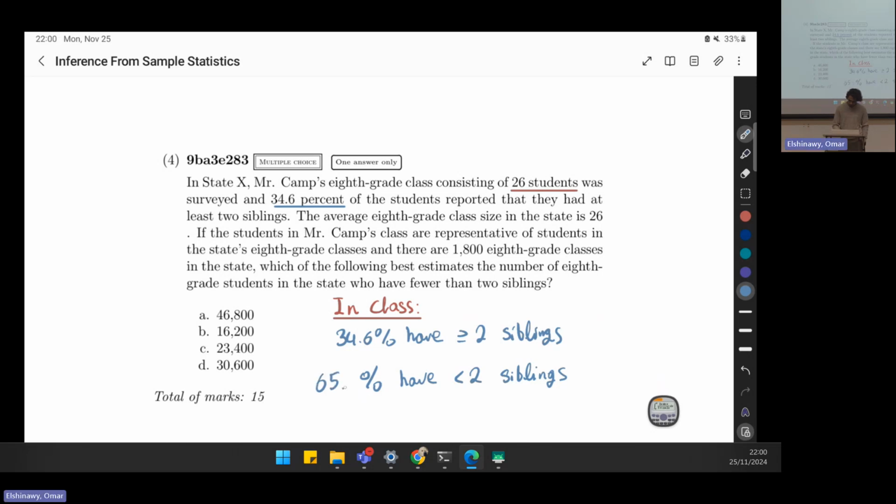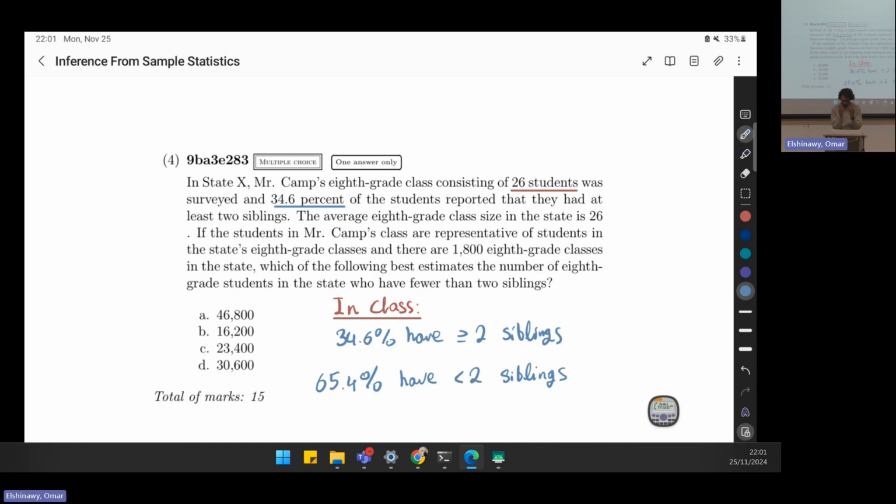65.4. Because these two are exclusive, they don't intersect. So it's D. It makes perfect sense to have this. Okay, so that's the percentage of people who have less than 2 siblings. This is in class. This is what happens in the sample.